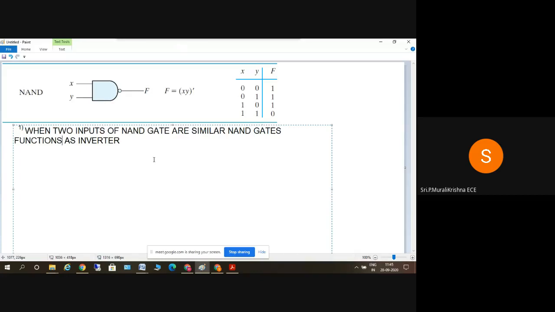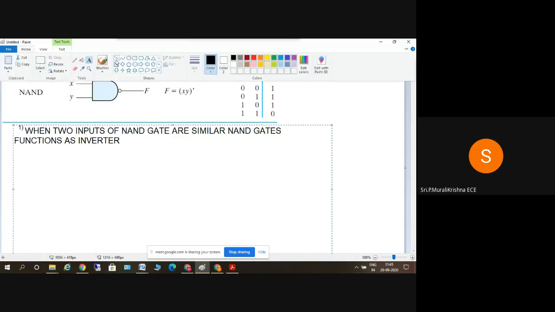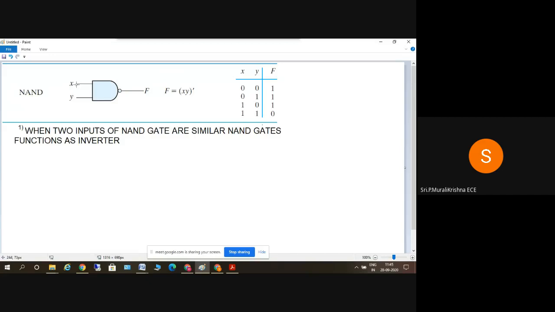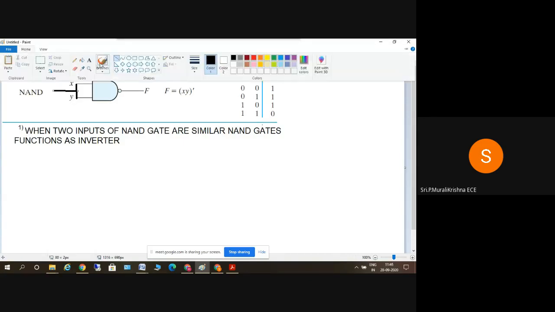So if I want to use an inverter, I can use a NAND gate where the two inputs are equal. So I can tie these two inputs together, so x and y are equal. If I tie these two together, then this can work as an inverter here. So that is one of the properties of the NAND gate here.